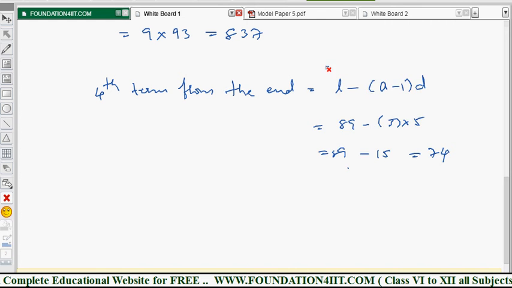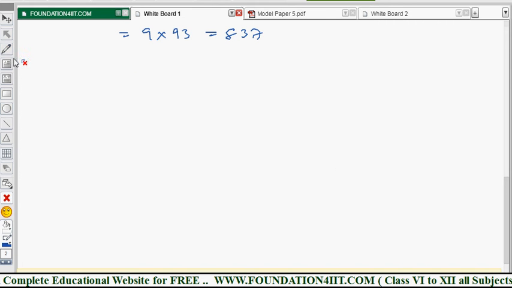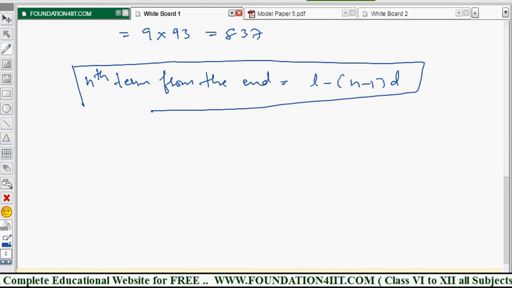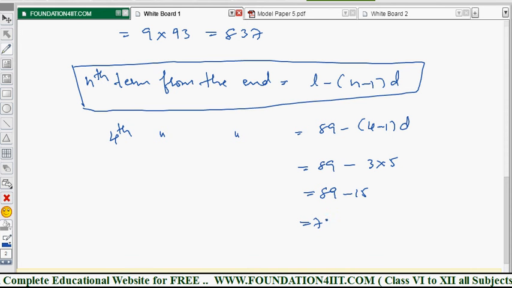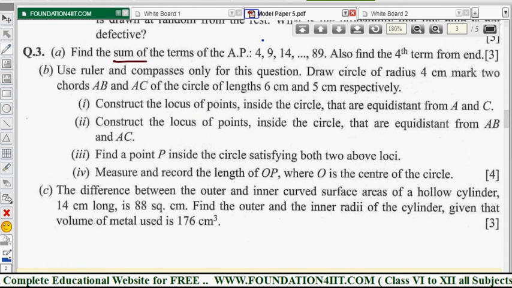Let me write this formula clearly. When you want to find the nth term from the end, the formula is L minus (N minus 1) into D. We need to use this formula. Now for the second question, we need to find the fourth term from the end. L is 89 minus (4 minus 1) into D. So it is not A, it is N. Same, 89 minus 3 into D, which is 5. 89 minus 15, that is 74. That's about this. Now let's see the next question.